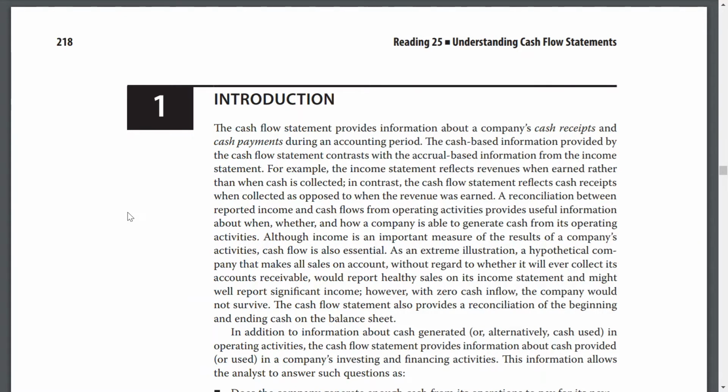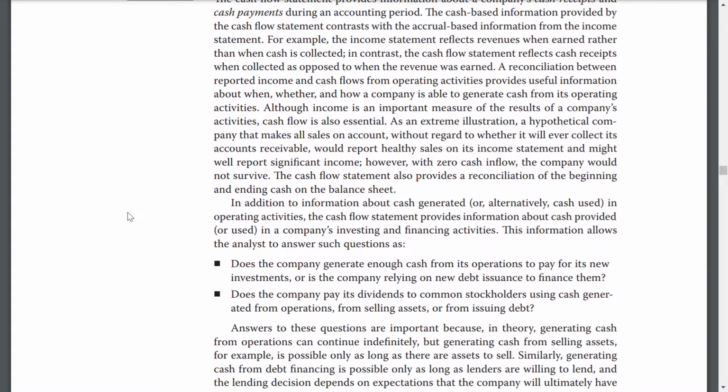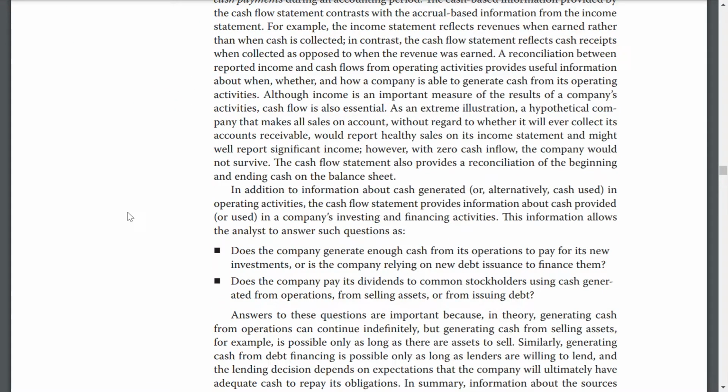Reconciliation between reported income and cash flow from operating activities provides useful information about when, whether, and how a company is able to generate cash from its operating activities. Although income is an important measure of a company's results, cash flow is also essential. As an extreme illustration, a hypothetical company can make all sales on account without regard to whether it will ever collect its accounts receivable. It would report healthy sales on the income statement and might well report significant income. However, with zero cash inflow, the company would not survive.